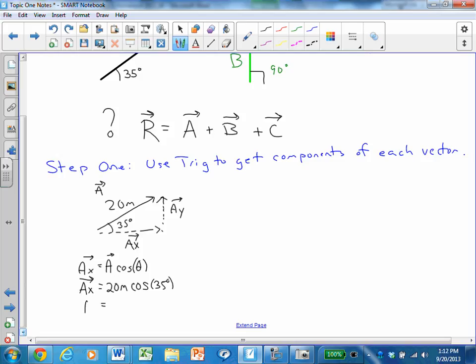So AX is 16, the train's coming, or there's an earthquake. Oh, just a train. 16.4 meters.